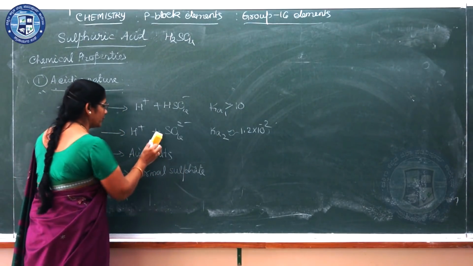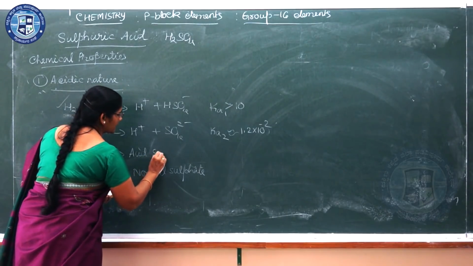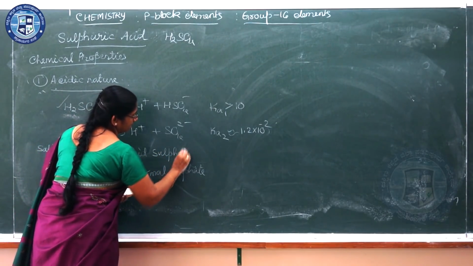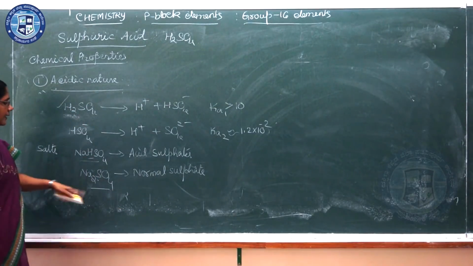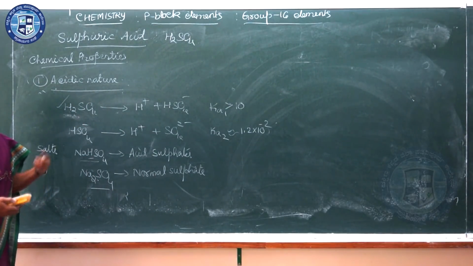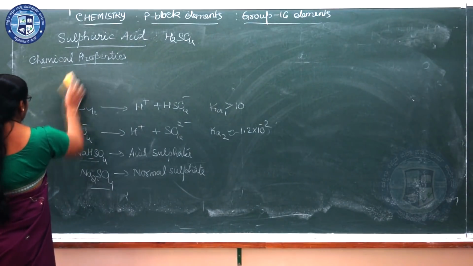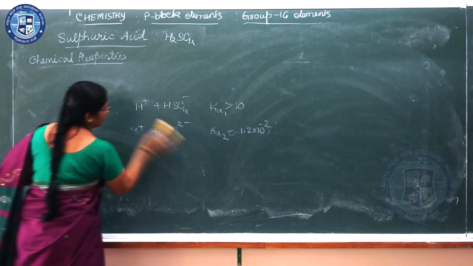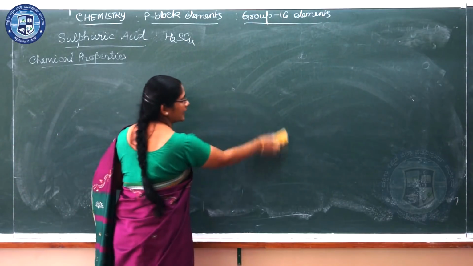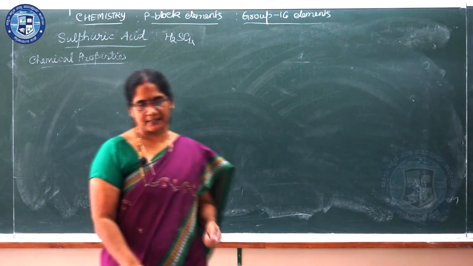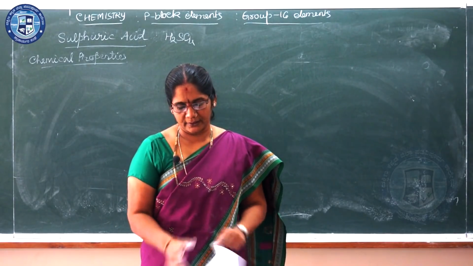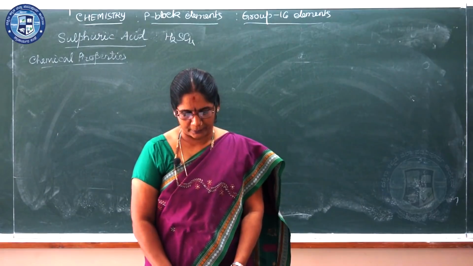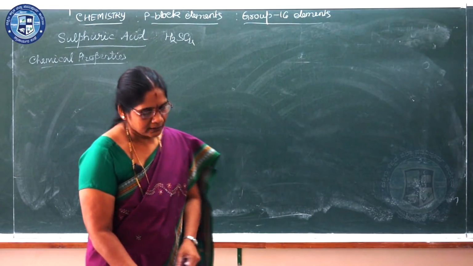So I can also replace this by acid sulfates. These two are the salts prepared by sulfuric acid when it is made to react with bases like sodium hydroxide, potassium hydroxide, calcium hydroxide, any base. Then we will discuss one more property of sulfuric acid.